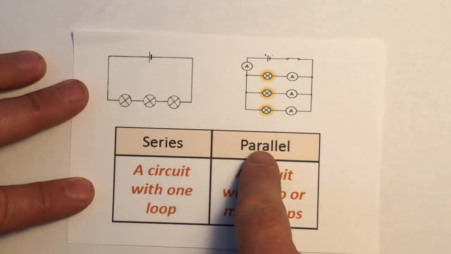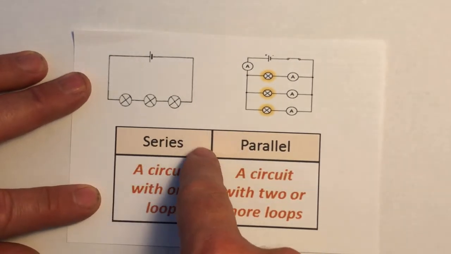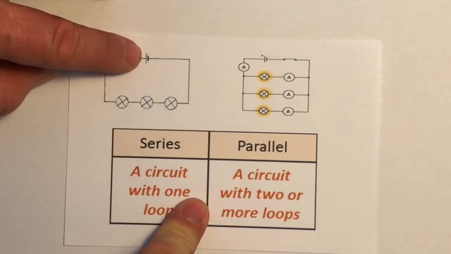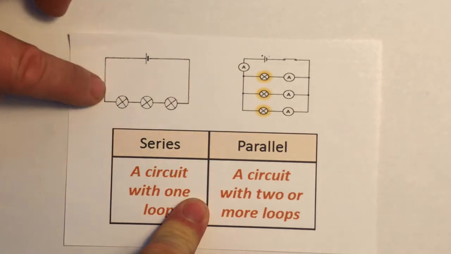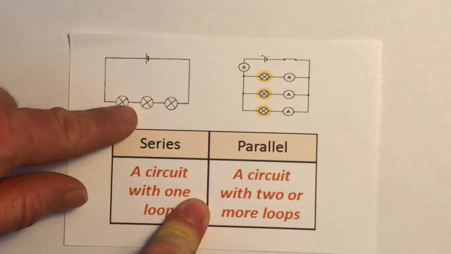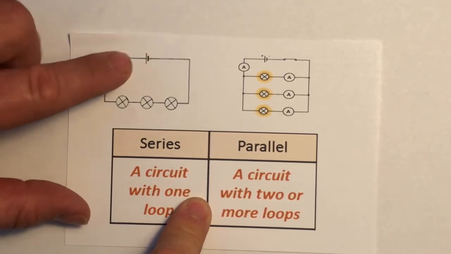You've got a series and you've got a parallel circuit. Series basically means there is one loop. So when you start off with the cell at the top here, there's one route that electricity can go. It goes along there, down there, through that bulb, through that bulb, through that bulb, and back round to the start again. There's nowhere else for it to go.